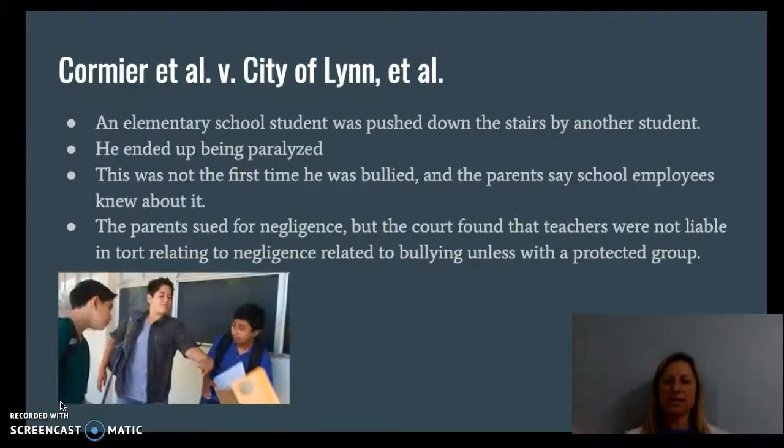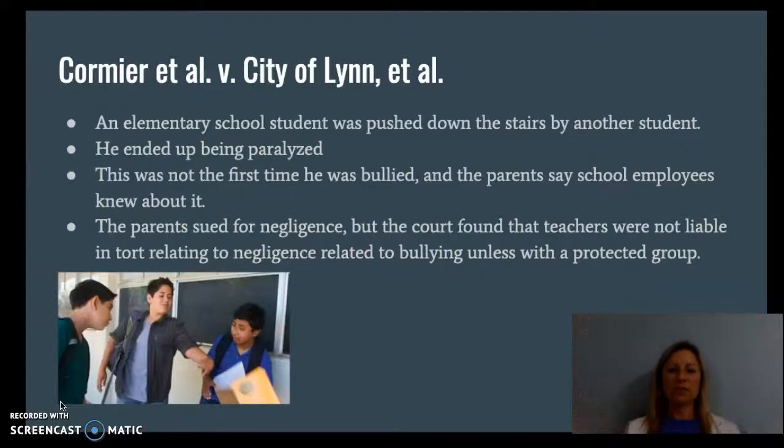This one is Cormier et al. versus City of Lynn. This is when an elementary student was pushed down the stairs by another student. And at first he kind of appeared okay, was walking around, ended up being paralyzed. And the issue here, with the teacher anyway, was that this was not the first time that the student was bullied. And the parents are saying that they really felt like the school employees knew about it and knew that it was happening and did not do anything to protect their child.